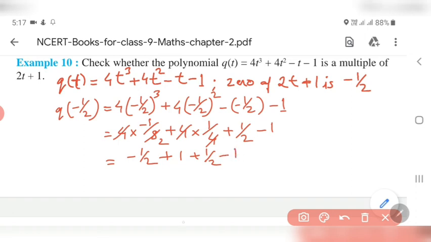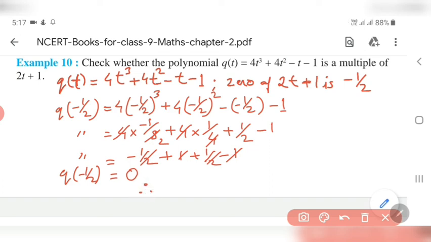Is there anything we can cancel? Yes. −1/2 and +1/2 both can be cut. Then +1 and −1 we can cancel. So what did we get? We got the remainder as 0. So q(−1/2) is equal to 0. Correct? And if the remainder is 0, what can we write?